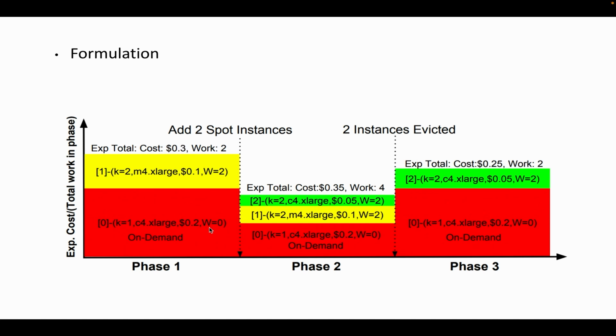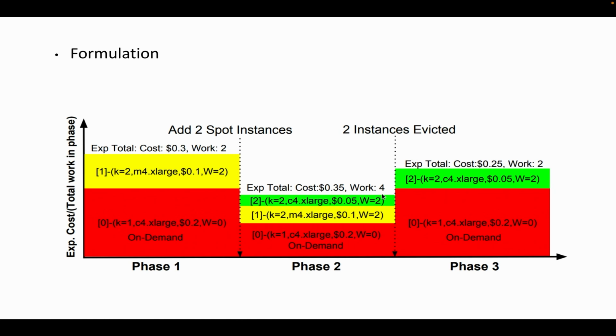And if we observe, this on-demand instance is not doing any kind of work, and this spot instance is doing 2 units of work, so the total cost and work are 0.3 and 2. To minimize this cost per unit of work, we introduce another spot instance at a cost of 0.05 and it is doing 2 units of work. So now the total cost is 0.35 and work is 4.